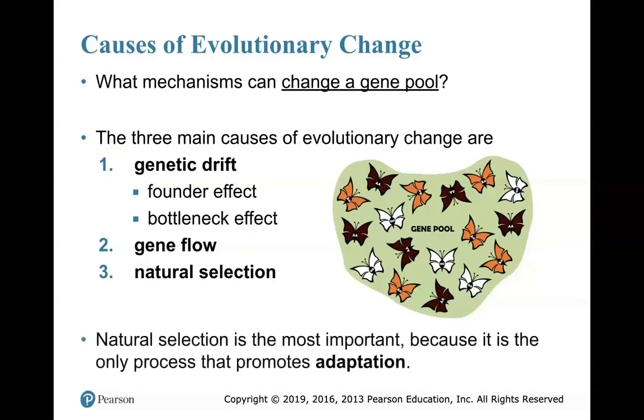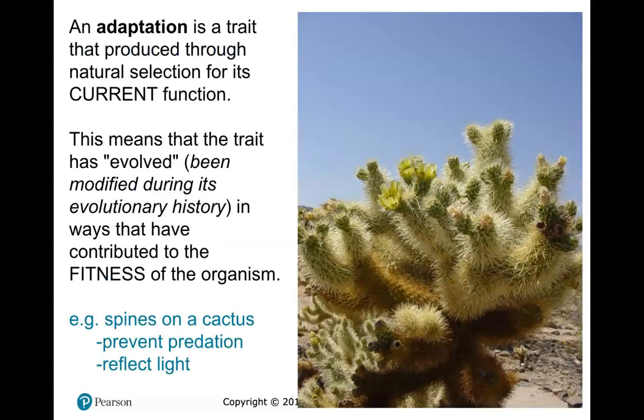Natural selection is the most important to consider because it is the only process that promotes adaptation. Adaptation is when individuals, as I've accounted for already with the moth example, become more evolutionary fit in their environment. The other two don't really lead to an individual becoming more evolutionary fit and more successful in their environment.